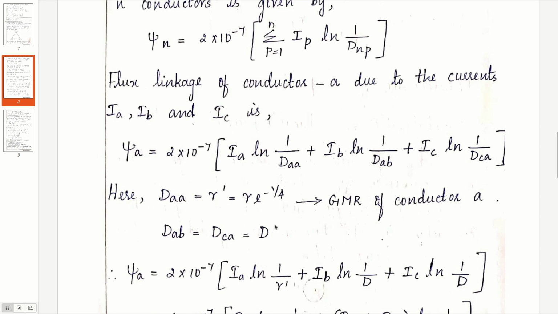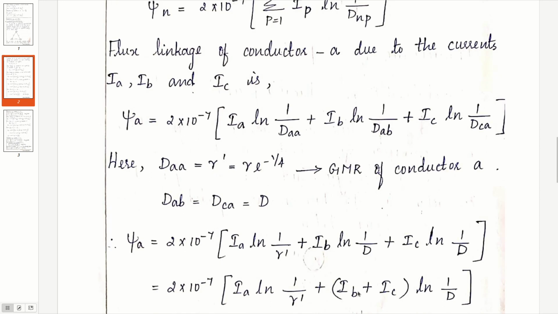Do the substitution for this. You will get psi A is equal to 2 into 10 to the power minus 7, IA ln 1 by r dash plus IB ln 1 by D plus IC ln 1 by D. Now ln 1 by D is common, so we can take ln 1 by D outside.